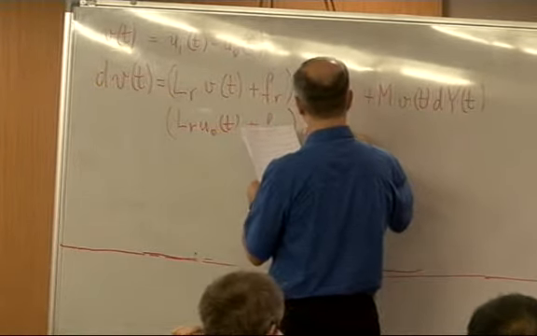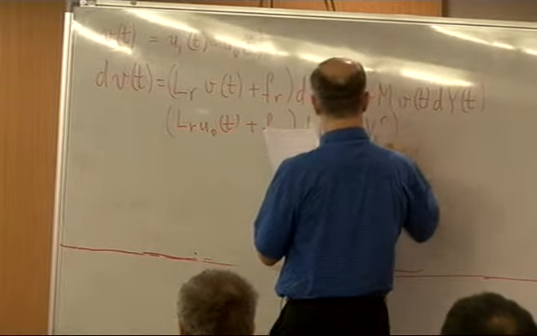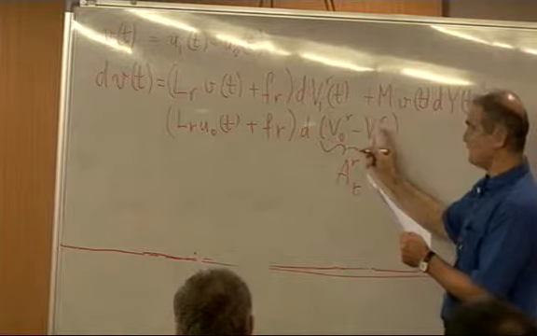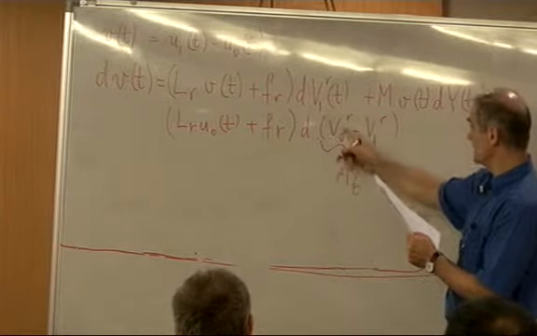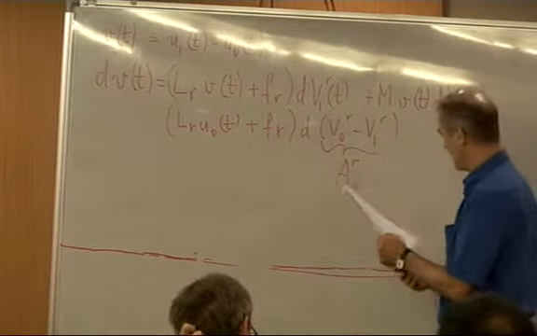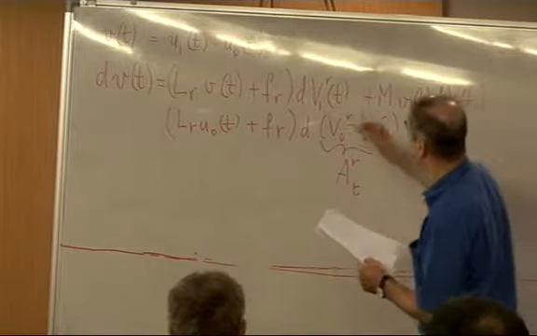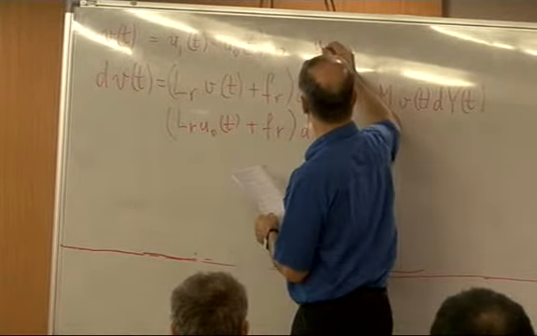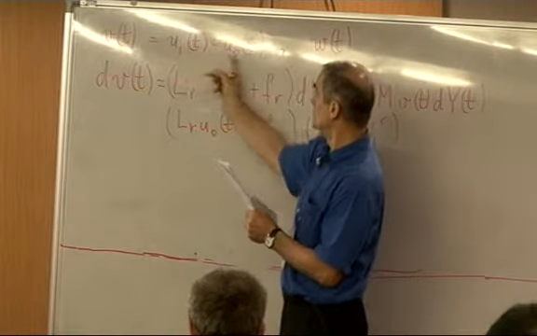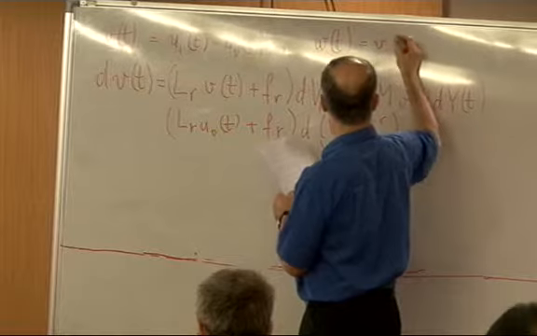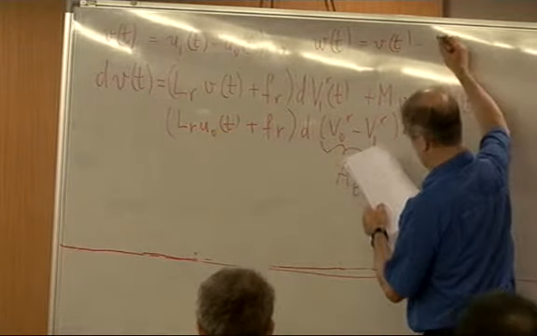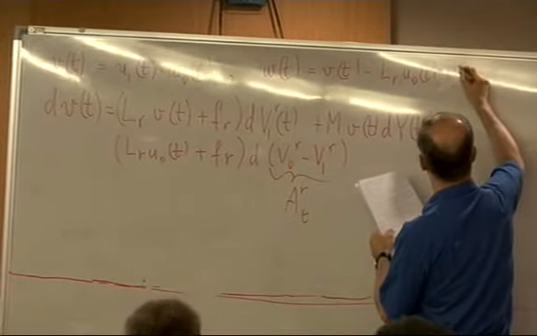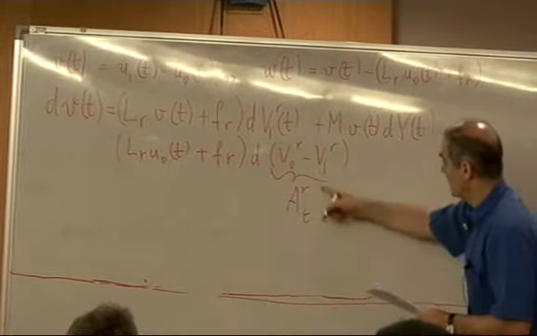In fact, we have already done this step, so I should have started a bit later. So this is for us the difference between these increasing processes, which corresponds to the time change, denoted by ATR. And then moreover, we introduce another process, the WT, which is the VT minus the LR U naught T plus FR multiplied by this ATR.